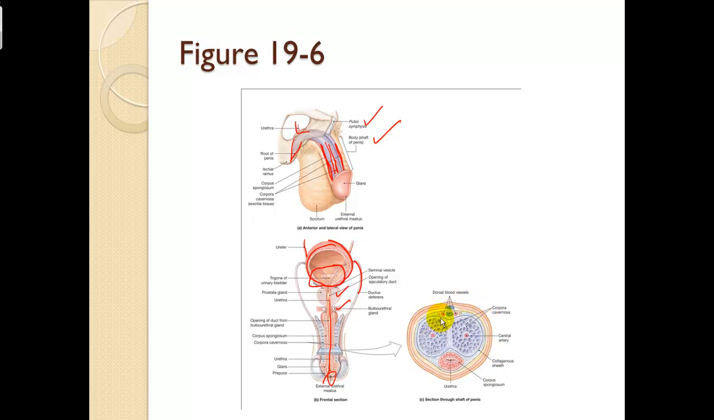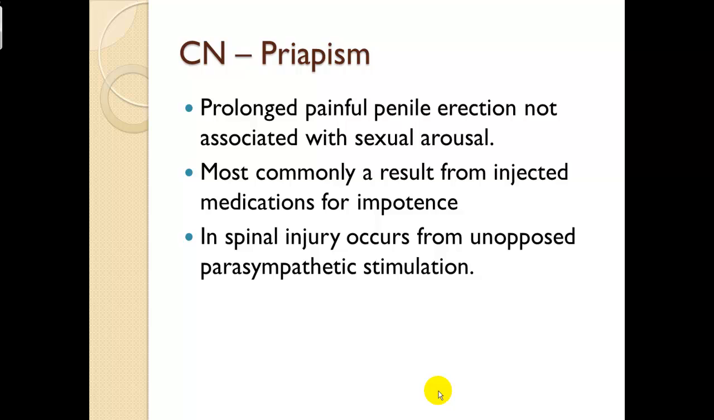This is a side shot or a cross section. Vascular beds, the urethra. Collagen sheath here, fibrous tissue, central arteries here, and then the corpus cavernosum, which engorges with blood during erection.